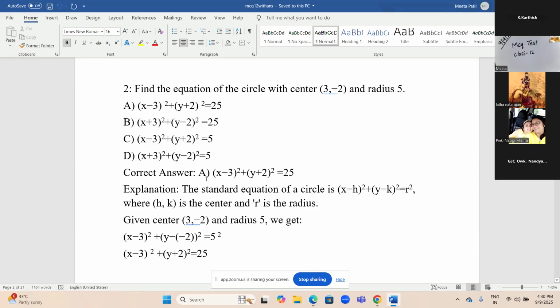option A, (x - 3) whole square plus (y + 2) whole square, which is equal to 25, is the correct answer.